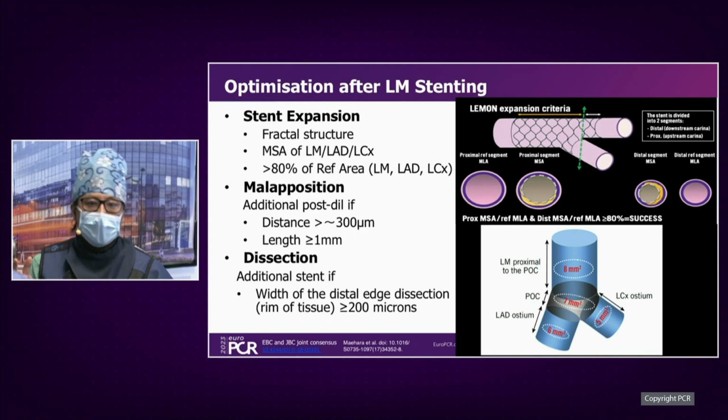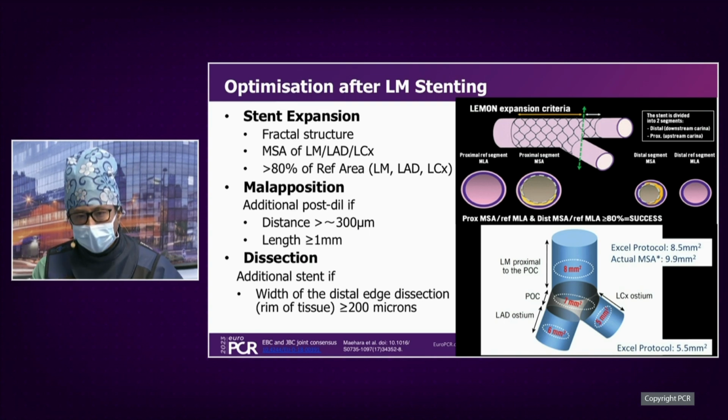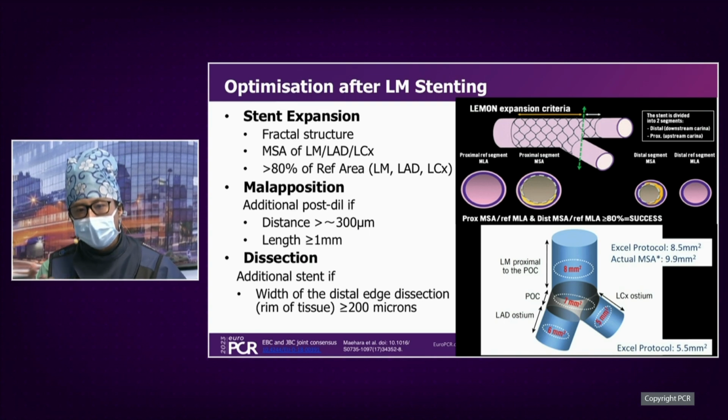and 5.0 square millimeters for the circumflex. I think, go next slide. There might be some argument that this data is from the East Asian population.